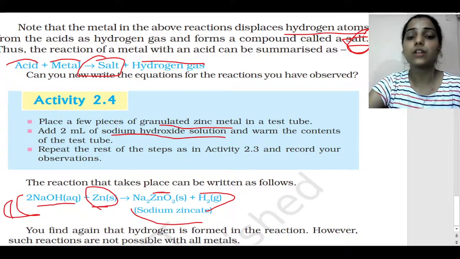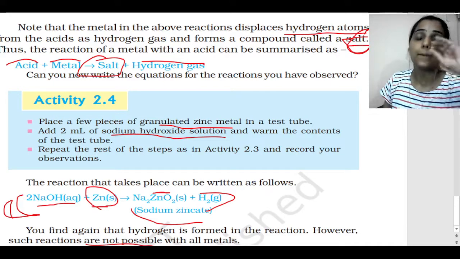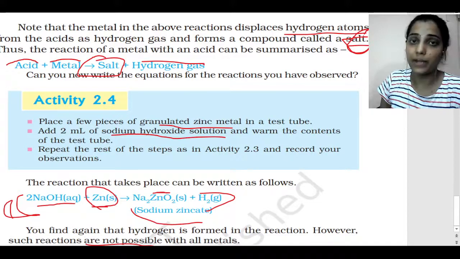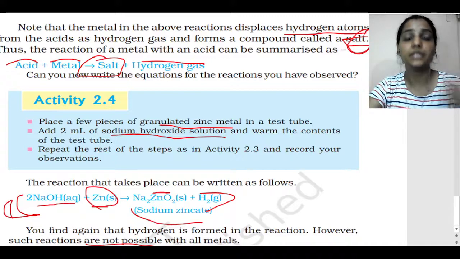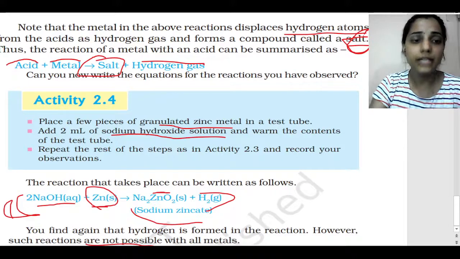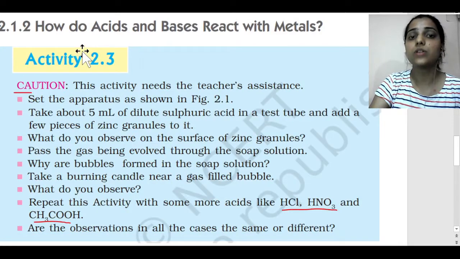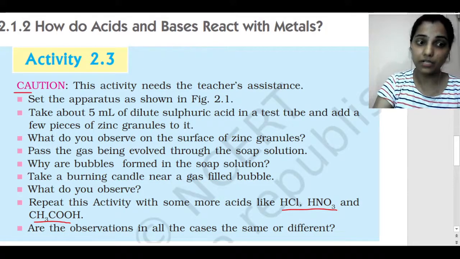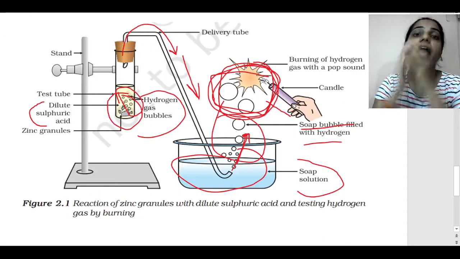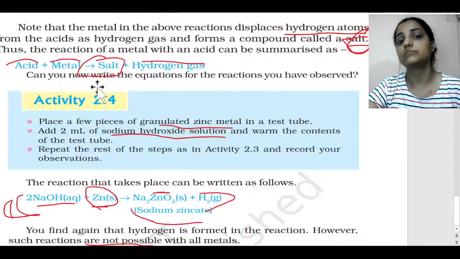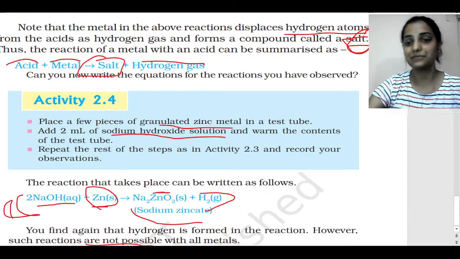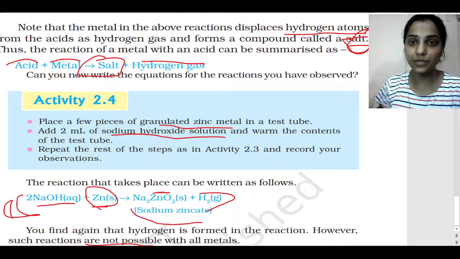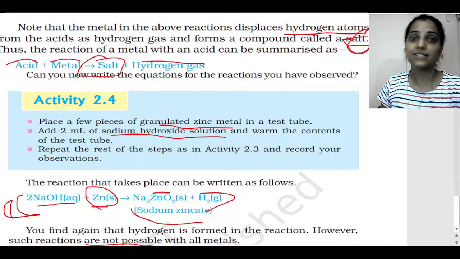However, such reactions are not possible with all metals. It is not necessary that we'll get hydrogen gas with every metal. There are some metals which give us hydrogen gas, but we will remember that the topic was how acids and bases react with metals. So how do they react? They react and give us salt plus hydrogen gas. I think till now you are clear with the concept of how acids and bases react with metals.